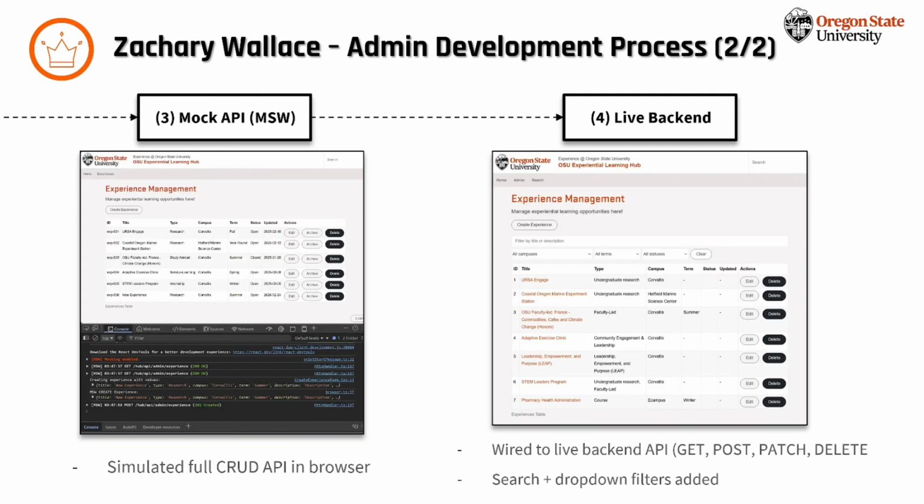Once local functionality was running smoothly, I brought in a mock service worker to simulate a full CRUD API right in the browser. This way the frontend could keep moving while the backend was still being built out. When the backend endpoints were finally ready, swapping over was pretty straightforward. Create, update, and delete actions started firing real requests to the backend and database. Search and drop-down filters came in at this stage too, which wrapped up the core admin workflow.